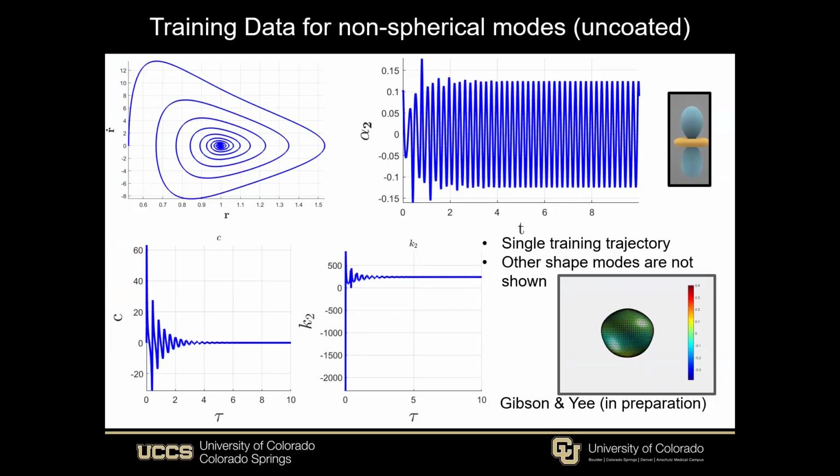So here we go. Again, reminder, this is my training data to get my Koopman eigenfunctions. I have my radial modes kind of spiral in. I have my forever ringing non-spherical modes, and those are the damping and the stiffness that came from the radial mode to the non-spherical modes.